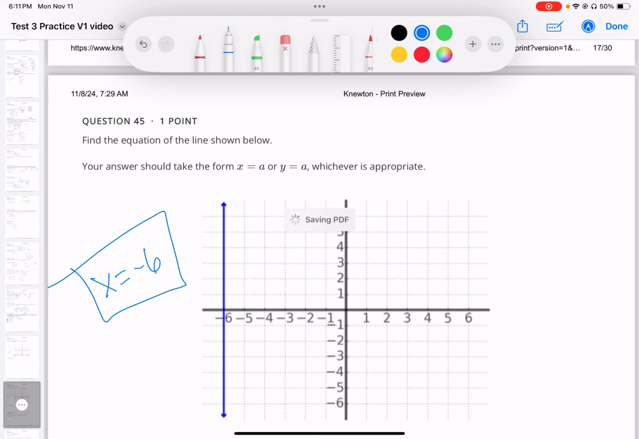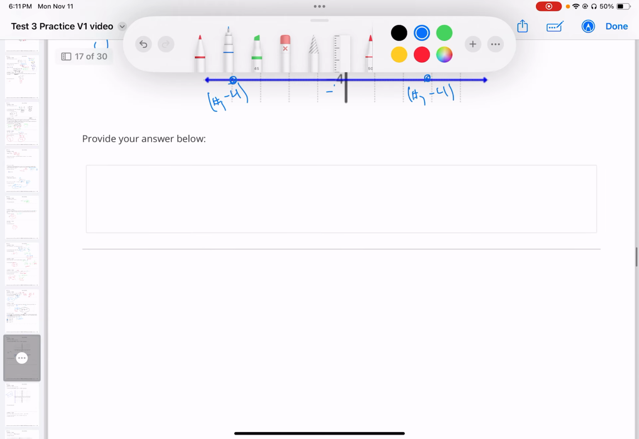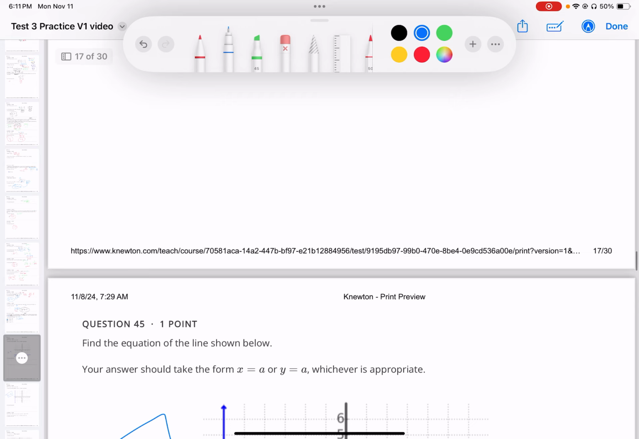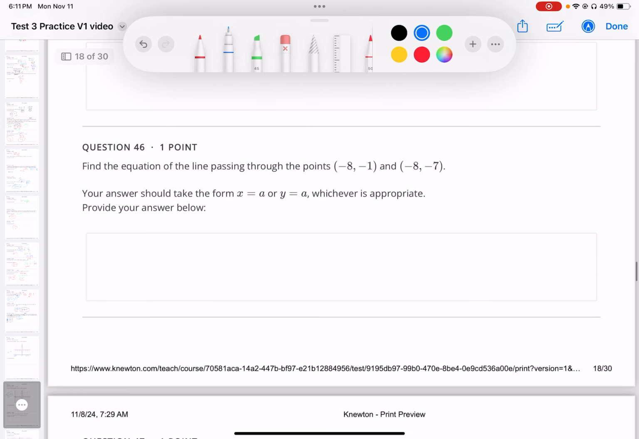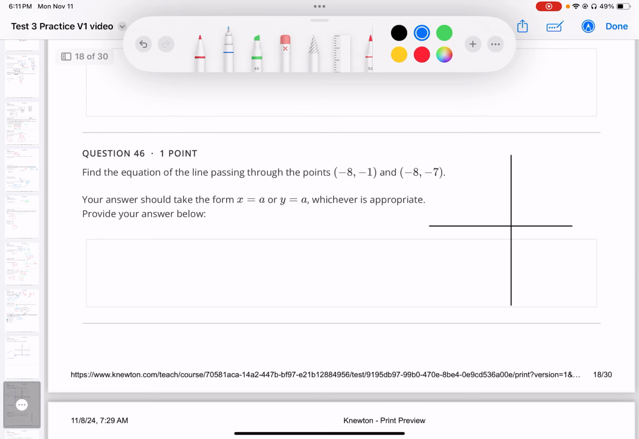Nothing is changing. As we're looking at these two, one of them has a slope and one of them doesn't. And I'll talk about that on the question where it pops up. So this one, if we were to graph this line, I've got -8, -1 would be somewhere right here. And then -8, -7 will be somewhere right here. These aren't exact, but what's happening is I have a perfectly straight line.